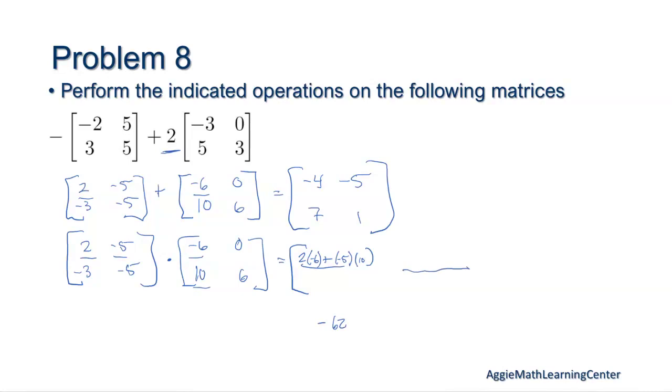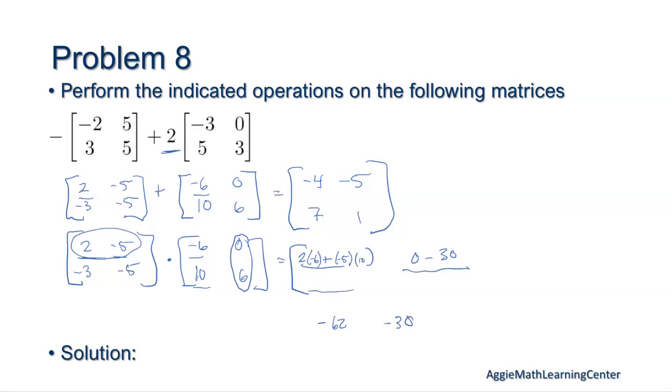Okay, now I want this spot. So now I'm looking at this second column because, like Emily was talking about, these spots are going to overlap, and that's going to give us this top right. So 2 times 0 is 0, -5 times 6, -30. And that's easy to put together.